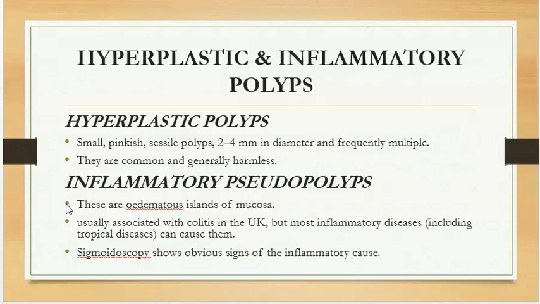They are more likely to cause radiological difficulty, as the sigmoidoscopic appearance is usually associated with obvious signs of active or quiescent inflammation. So while talking about inflammatory pseudopolyps, keep in mind they are inflammatory, and one example of this is ulcerative colitis. Sigmoidoscopy in these cases will show obvious signs of inflammatory cause. So this is inflammatory pseudopolyps present in the rectum.